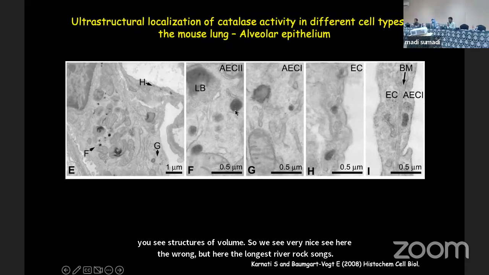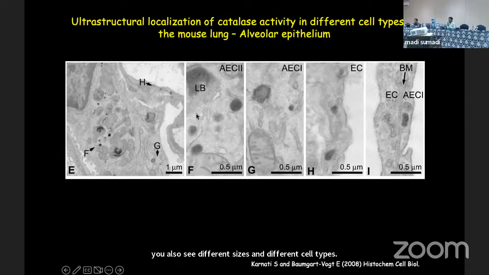And you also see different sizes in different cell types. That's also interesting. You see a type 2 cell, type 1 cell, endothelial cell, and also an endothelial cell bordering a type 1 cell. They're all different cell types in the same region. And all the peroxisomes are quite different in size. That also tells us, like we are also different sizes even though we are the same age, but up to 18 years we grow up.